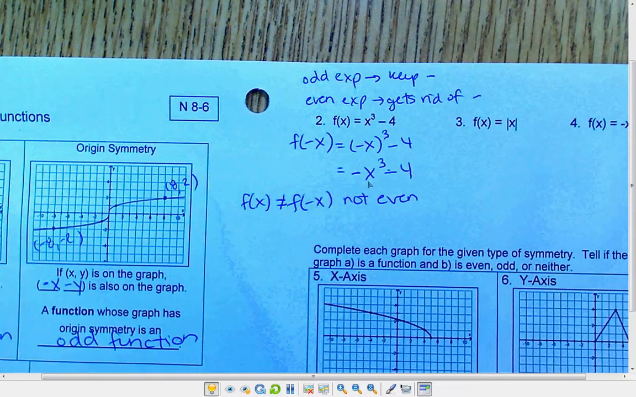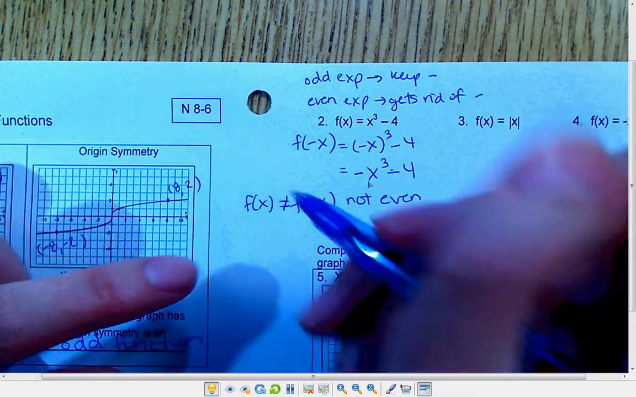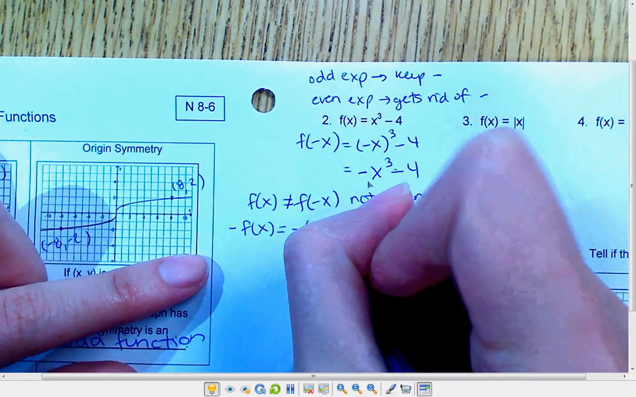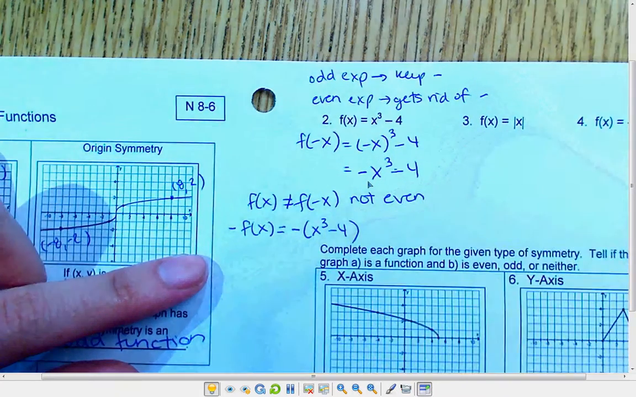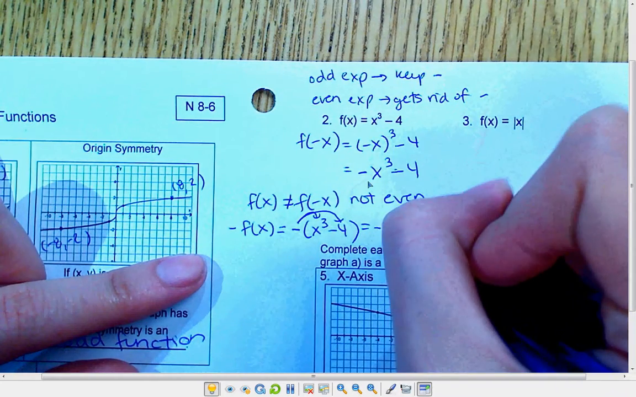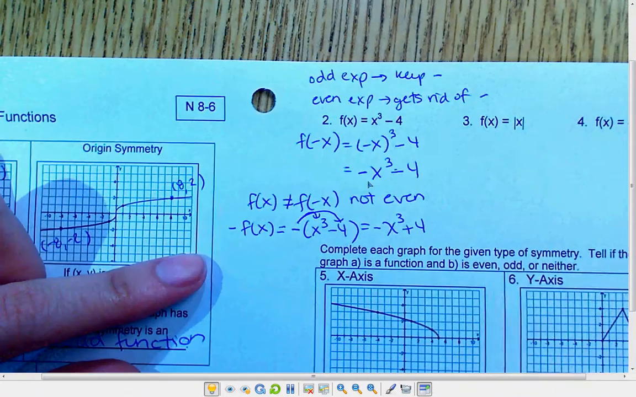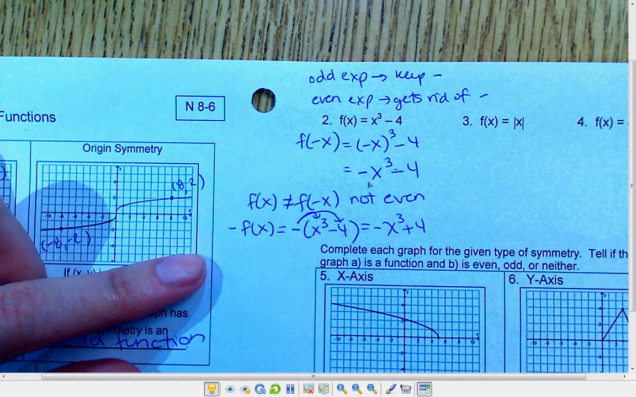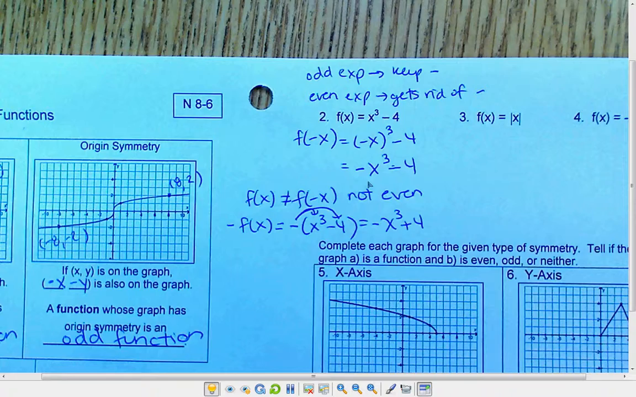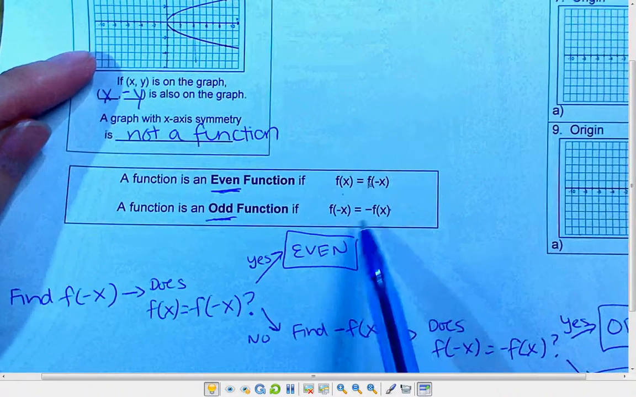So now we're going to move on down our flowchart and we want to find negative f of x. So this is when we put negative outside of the whole function. And we're going to distribute to give us negative x cubed plus 4. So again, now we're checking to see if it's odd. So we're looking down here, f of negative x equals negative f of x.